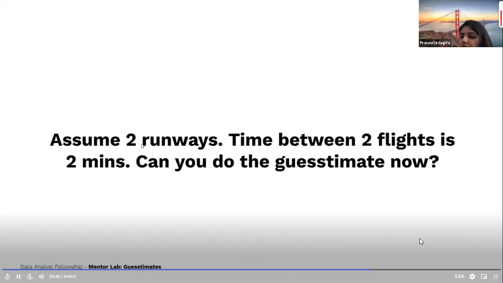So here, for assumption, we will take two runways, okay? And time between two flights is 2 minutes. Okay, so this is what I've given. Now, can you guys proceed forward?